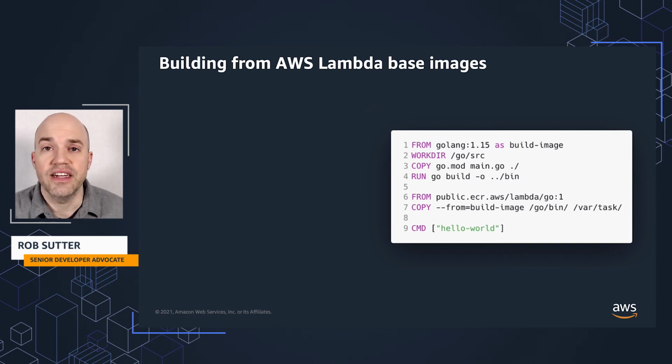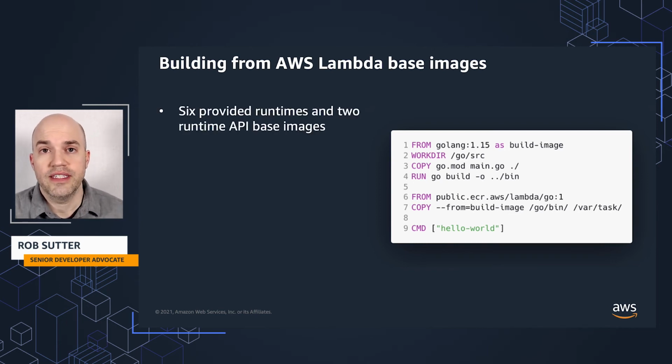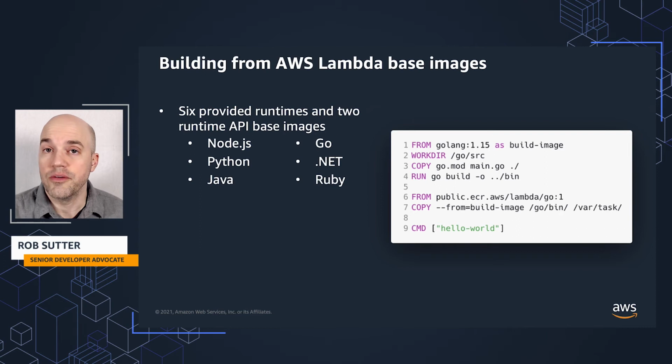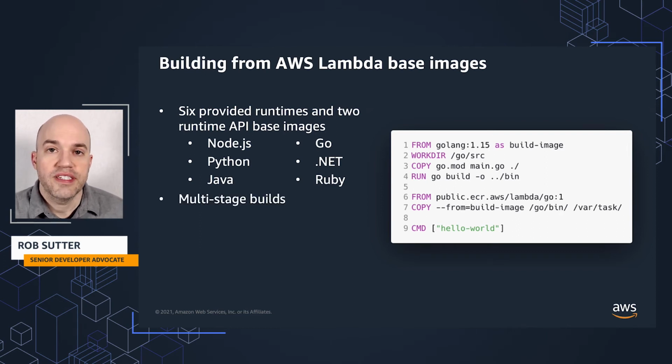There are certain advantages to using the AWS Lambda provided base images. First, all 6 provided runtimes and the 2 runtime APIs, provided and provided.al2, are available. Multi-stage builds allow you to insert the tool chains that you need for your runtime, but not include those libraries in your finished function, as you see in the Dockerfile on the right.